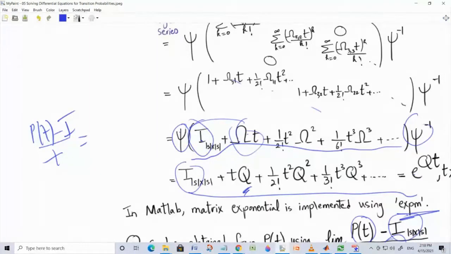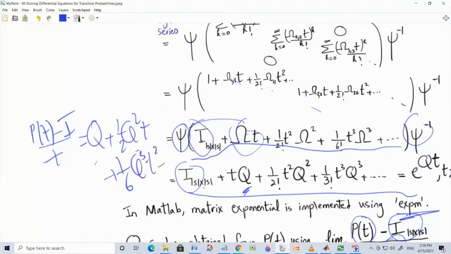What do you have from this series? Assume again that the series makes sense and it converges and so on. So if you take I and join it to P of t and then divide by the scalar t, you have Q. So Q now is living alone, plus 1 over 2 Q squared, but then the scalar t squared becomes t, and then plus 1 over 6 Q cubed, and then t squared, and so on.